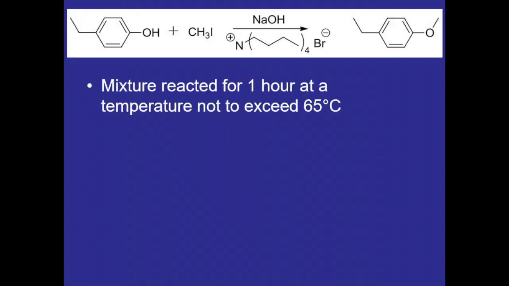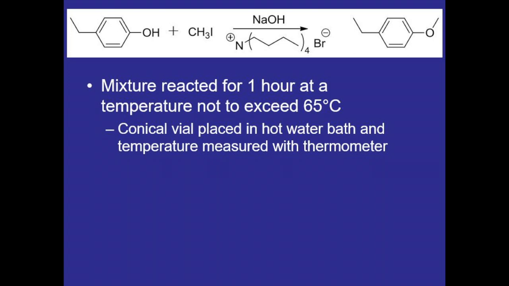To allow this process to fully happen, we'll allow the mixture to react for an hour at a temperature not to exceed 65 degrees Celsius as the methyl iodide refluxes. In order to monitor this, we'll place the conical vial in a hot water bath and measure the temperature of the water using a thermometer.